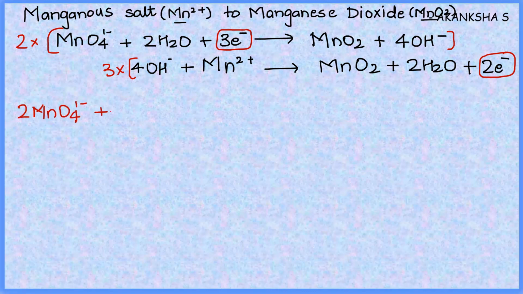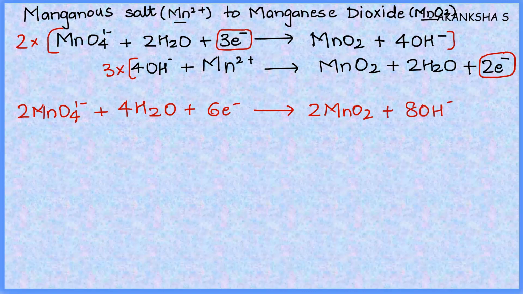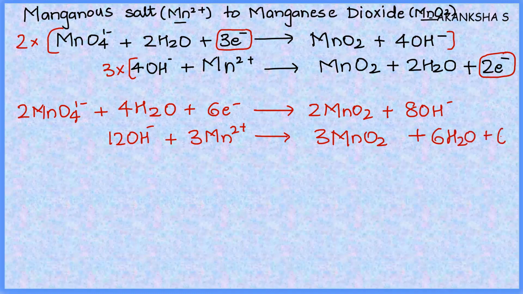2MnO4 1 minus plus 4H2O plus 6 electrons, giving you 2MnO2 plus 2 fours are 8 OH minus. Here 3 fours are 12 OH minus plus 3 Mn2 plus, giving you 3 MnO2 plus 2 threes are 6 H2O, 2 threes are 6 electrons. Now let's see what all things can be cancelled over here. First of all, 6 electrons, 6 electron cancelled, right?